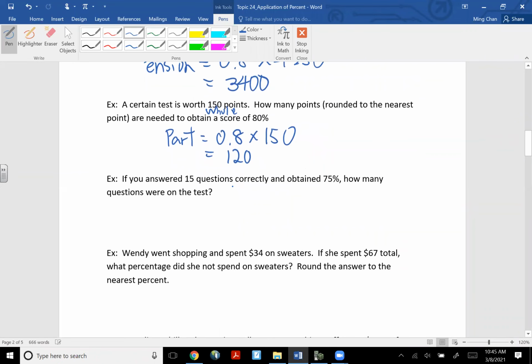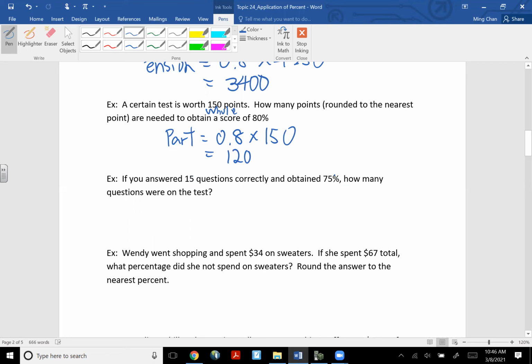If you answer 15 questions correctly and got 75, okay, how many questions were on the test? So you didn't get 100, therefore there are gonna be more questions than this 15. So a lot of students thought that 15 is a whole. No, 15 is actually part of the whole test because you got 15 correct, therefore you got 75.